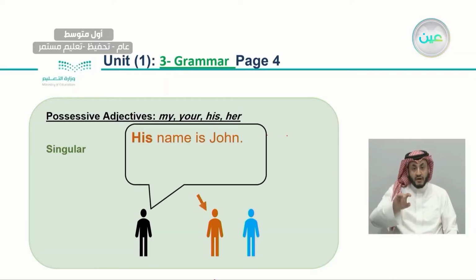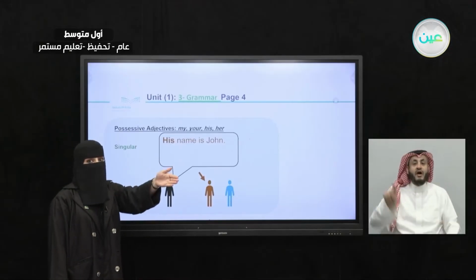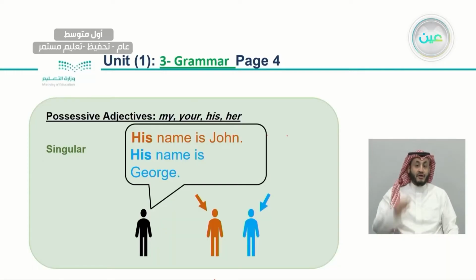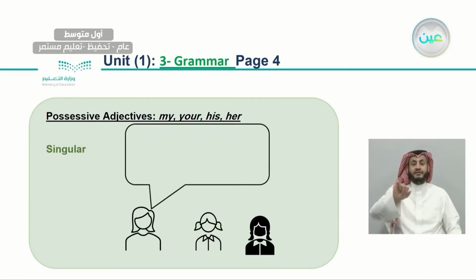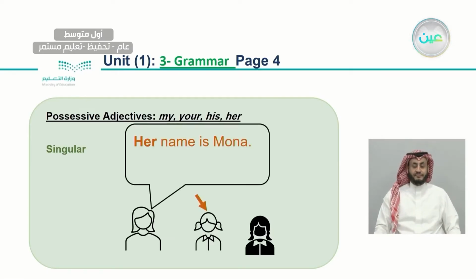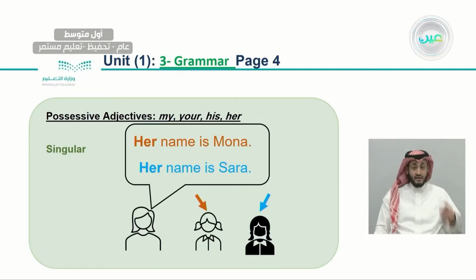For singular, for one person, we would say his name is John. Okay, if I'm talking about Mr. Fawaz, I would say his name is Mr. Fawaz. His name is George. I'm talking about someone else, okay, and he's a boy. For girls, we would say her name is Mona. Her name is Sarah. I'm talking about a girl and she's not there, so I would talk about a third person.